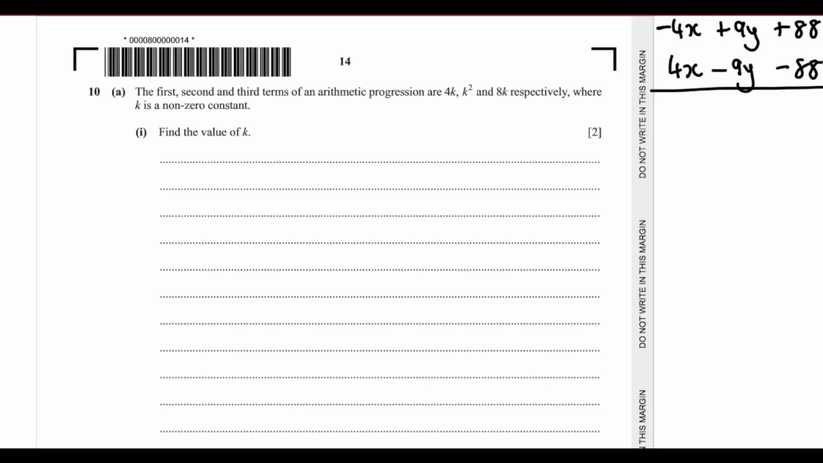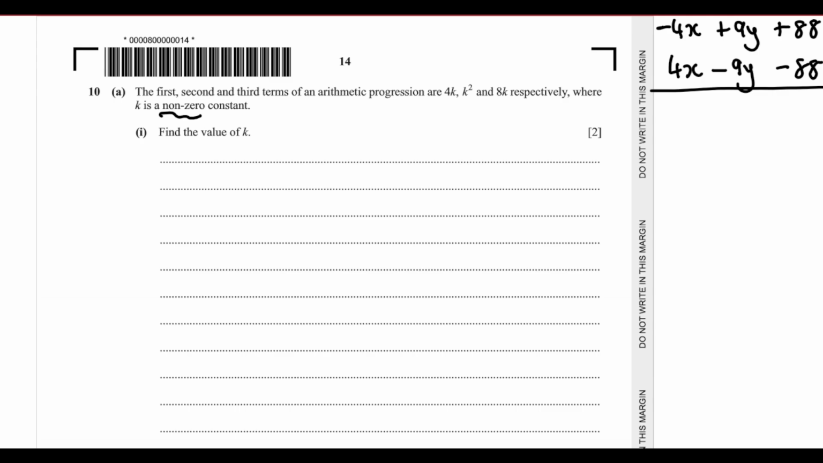So let's look at question 10. This is on chapter 6, series. The first, second, and third terms of an arithmetic progression are 4k, k squared, and 8k respectively, where k is a non-zero constant, and we need to find the value of k.